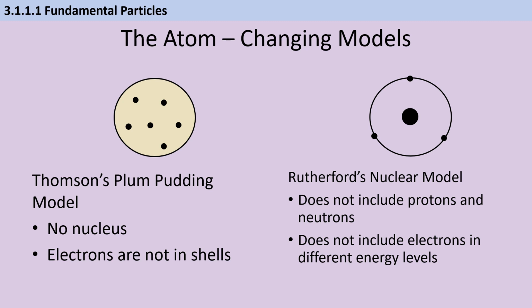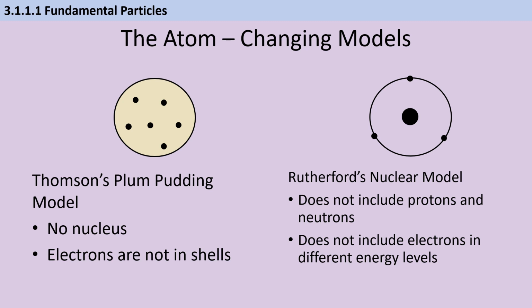You need to appreciate that knowledge and understanding of atomic structure has evolved over time. This hasn't come up a huge amount, but in 2018 we were asked about the differences between the modern model and Thomson's plum pudding model. You should be aware that the plum pudding model has no nucleus and the electrons are not in shells, they're just scattered throughout the atom.